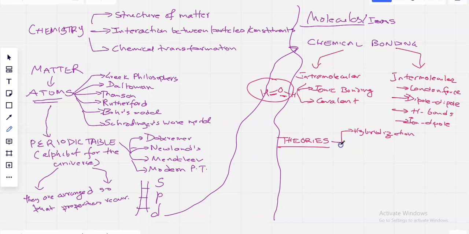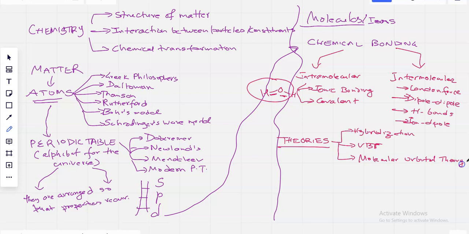right? The valence bond theory and hybridization, I feel, are outdated, but they do provide some picture as to how the bonds are formed. And the most important one, the most comprehensive, most accepted, and the most real is the molecular orbital theory.